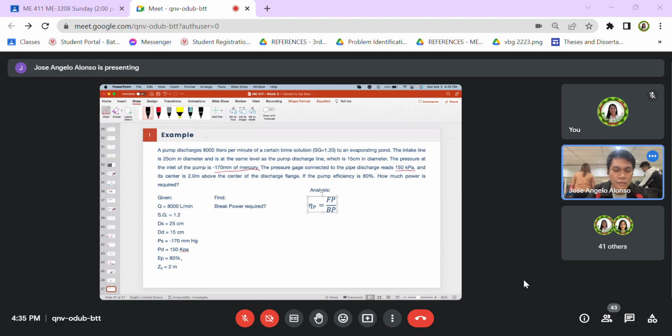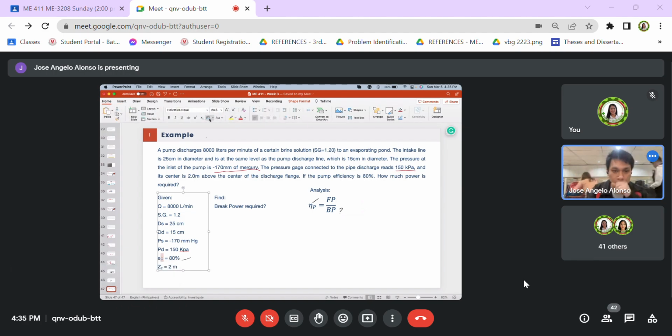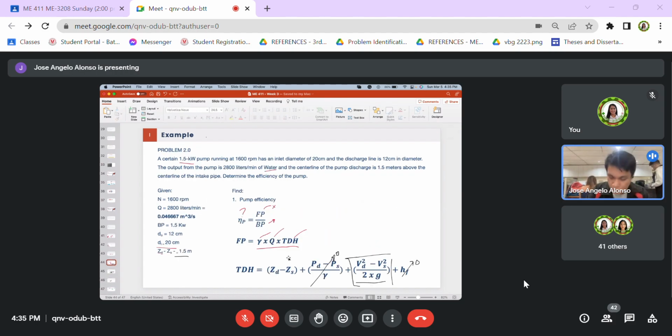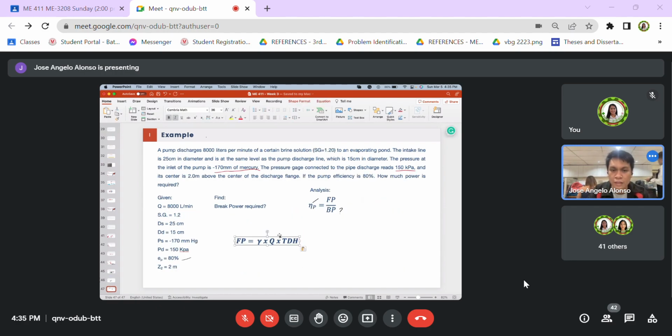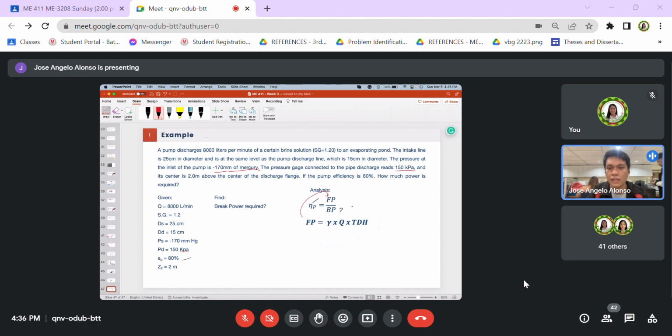So we have the value for pump efficiency at 80%. We are looking for brake power. However, we don't have the value for fluid power. So before that, we need to get the fluid power. Fluid power is associated with total dynamic head. So to find that value, we need to use this equation. So fluid power, we substitute it here once we get it.